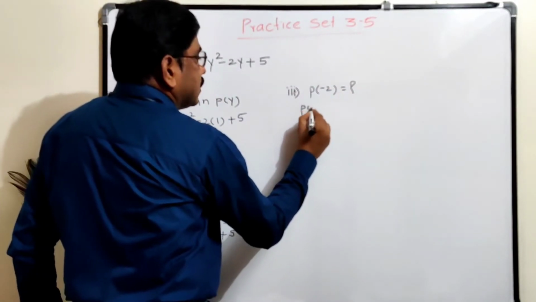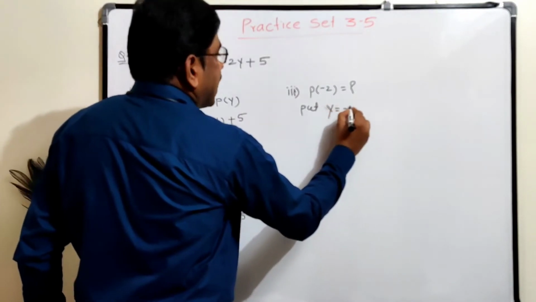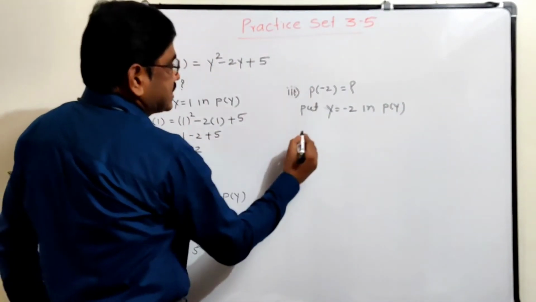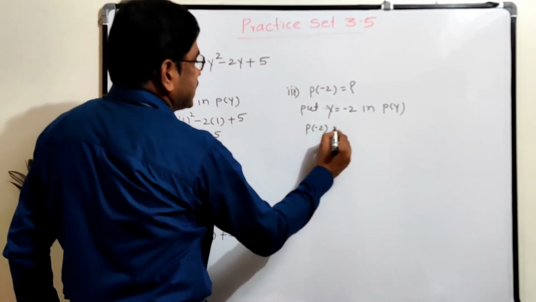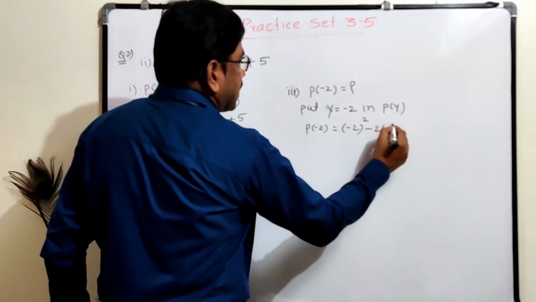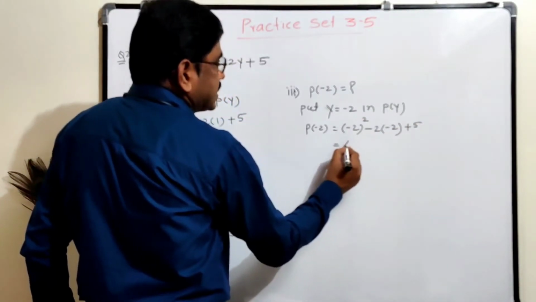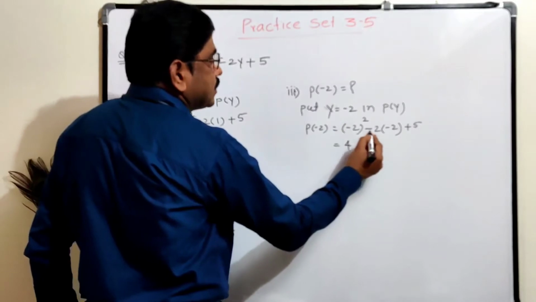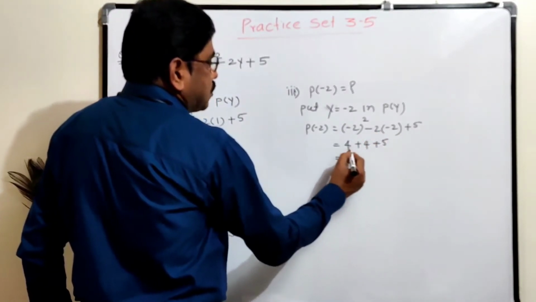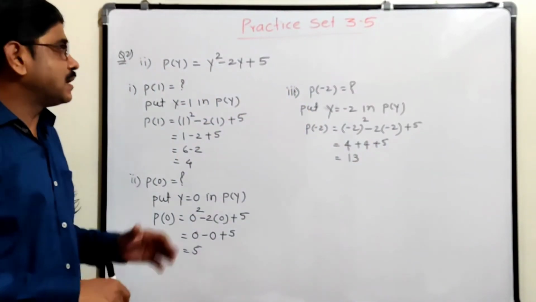So put y is equal to minus 2 in the given polynomial, that means P(y). P(y) is written above. P of minus 2 is equal to y square means minus 2 square, minus 2 into y means minus 2, plus 5. Now simplify. Minus 2 square is 4, and a square is always positive. Minus 2 into minus 2 also becomes plus 4, and 5. 4 plus 4 is 8, plus 5 is 13. Easily we get the value of that polynomial.